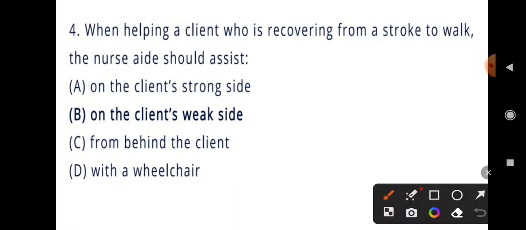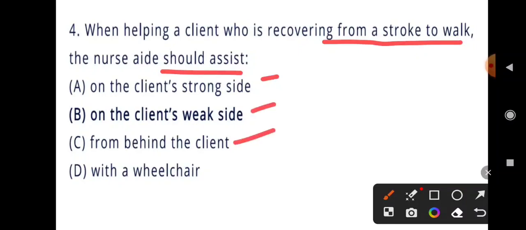So next, when helping a client who is recovering from a stroke to walk, the nurse aide should assist. Options: on the client's strong side, on the client's weak side, from behind the client, with a wheelchair. So option B is the right answer, on the client's weaker side.